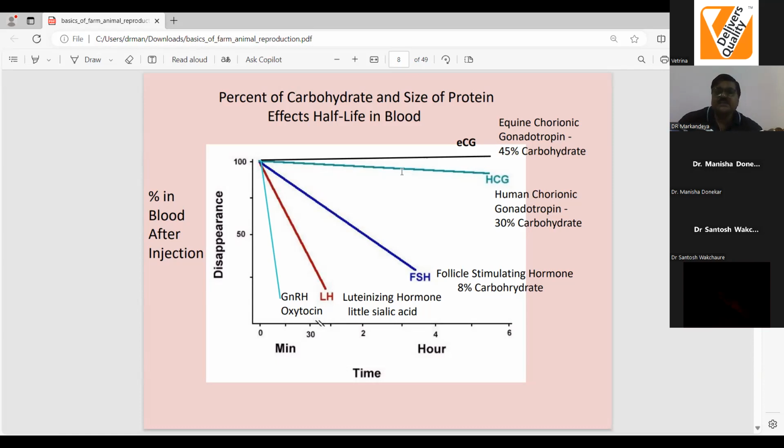And when we go for human chorionic gonadotropins or equine chorionic gonadotropins, that is FSH-like and LH-like hormones, they have a very long biological half-life, and therefore clinically those are used for their very long durable activity in case of animals.